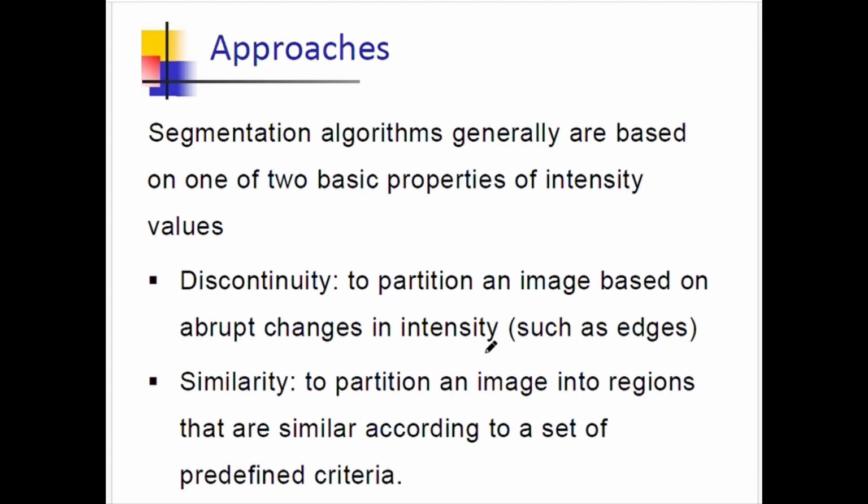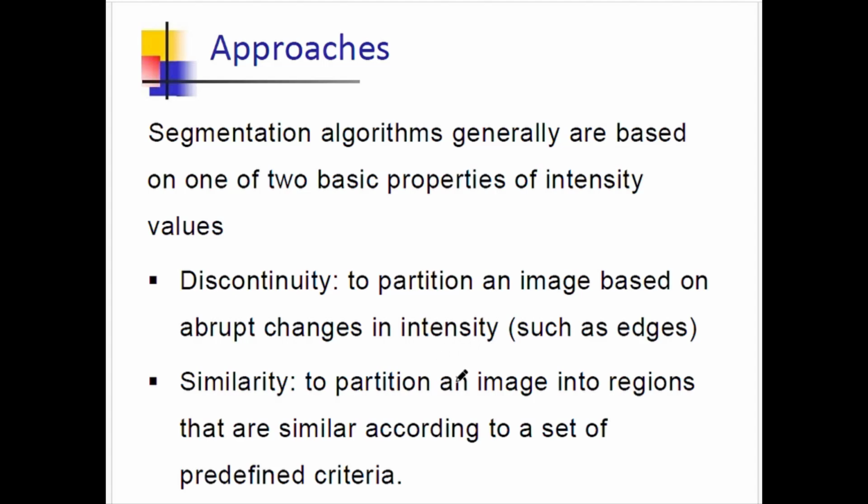That means if the objects have the same color, you can segment. If the objects have similar texture, you can segment. If the objects have the same intensity, you can segment. The first one is based on intensity changes between two regions, where you can identify different regions and segment. And based on similarity also you can segment.